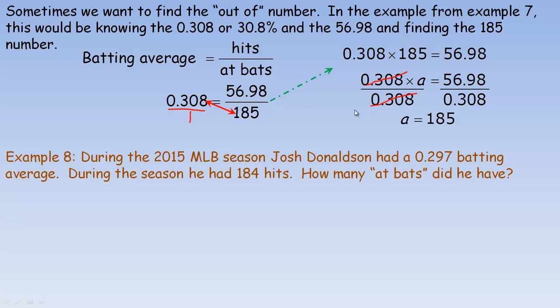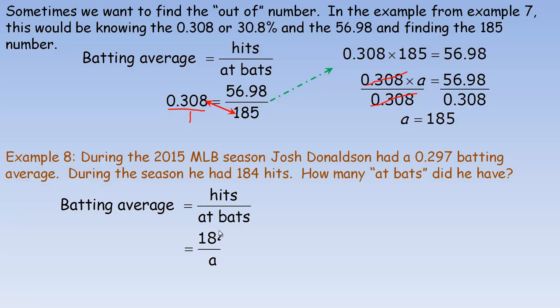For the last example here: in the 2015 Major League Baseball season, Josh Donaldson, who was the American League MVP, had a 0.297 batting average. During the season, he actually had 184 hits, not to be confused with 185 here. So he actually hit the ball 184 times. We're asked, how many at-bats or trips to the plate did he have? Remember, batting average is hits divided by at-bats. So try to write out the ratio formula here and fill in what you know.